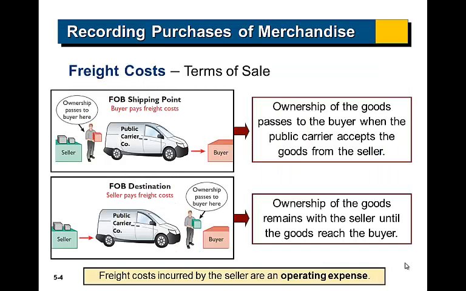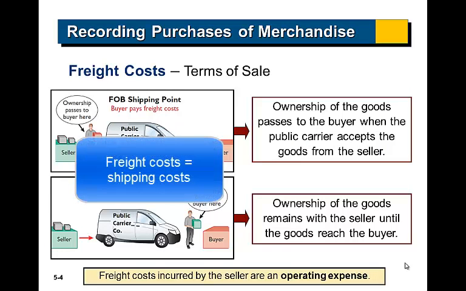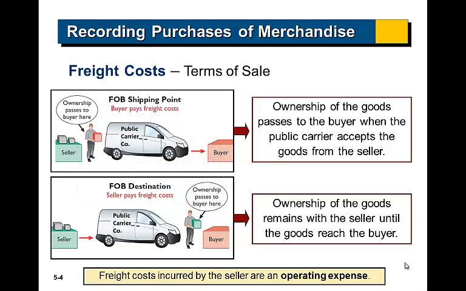Now let's talk about freight. Freight costs are the same thing as shipping costs. There are two types of freight terms: FOB, or free on board, shipping point, and FOB destination. With FOB shipping point, ownership of the goods passes to the buyer when they leave the seller's facility. So, because the buyer owns the goods during transit, they are responsible for the freight. On the other hand, with FOB destination, ownership of the goods does not pass to the buyer until it arrives at the buyer's facilities. Therefore, the seller is responsible for the freight because they own the goods during transit.